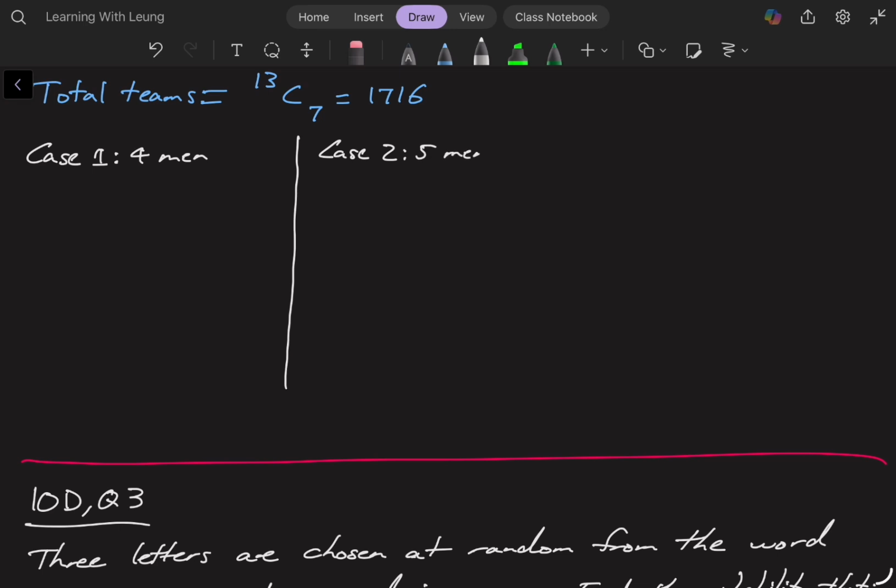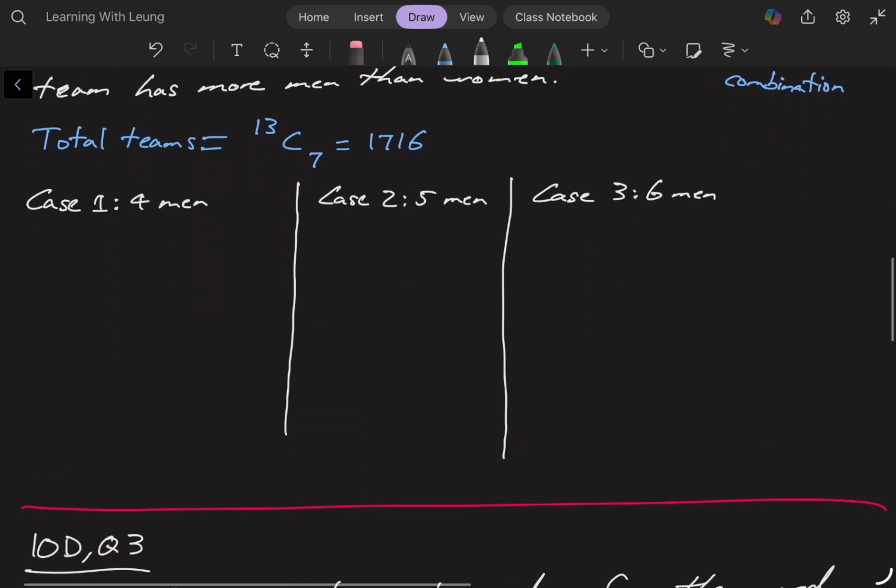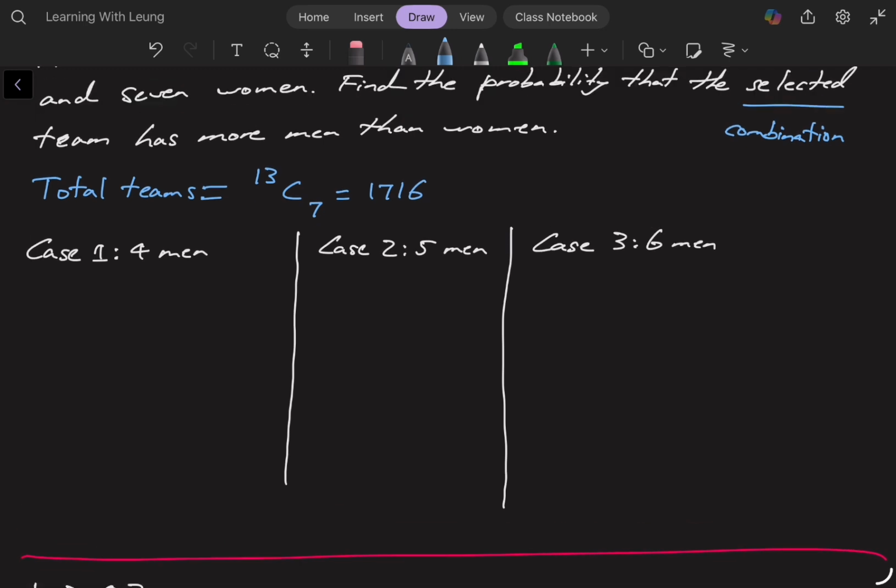Case 2, 5 men. Case 3, 6 men. And we can't do any more because there's only 6 guys, right? So now we just go case by case. So firstly, let's pick the 4 men. 6C4. There's 6 men and I pick 4 of them.